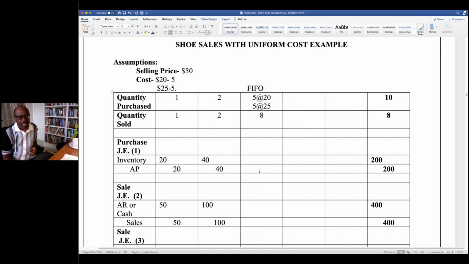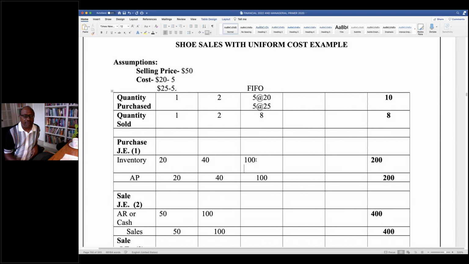So when we make the first purchase, we would debit inventory for 100, and we would credit. Why wouldn't it be 225? We bought all of it, right? Well, let's just assume we bought it at different times. Oh, okay. Then when you make the next purchase, it would be 125.